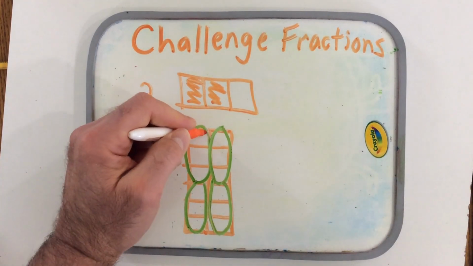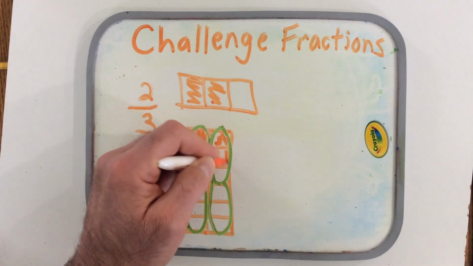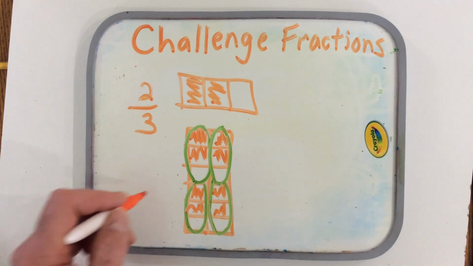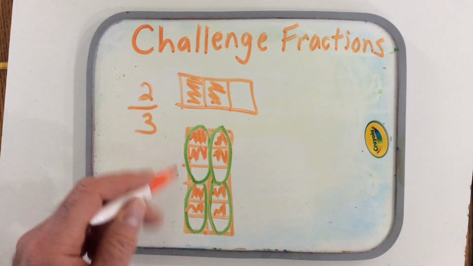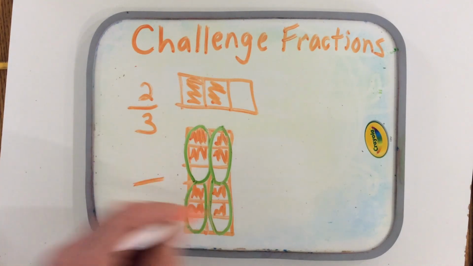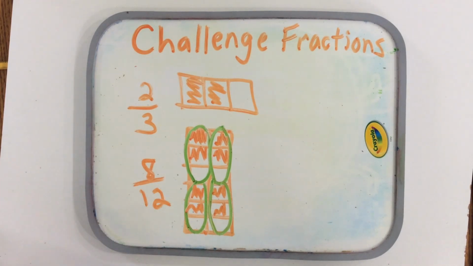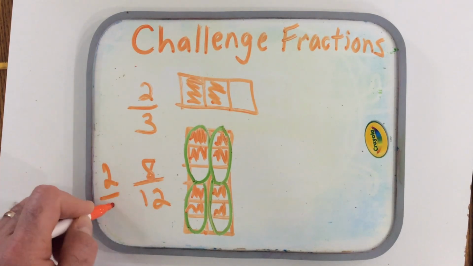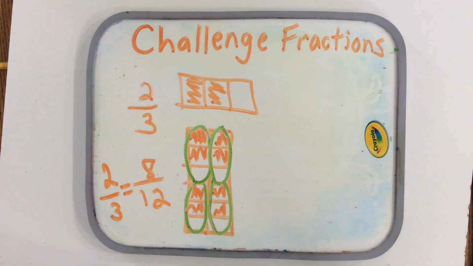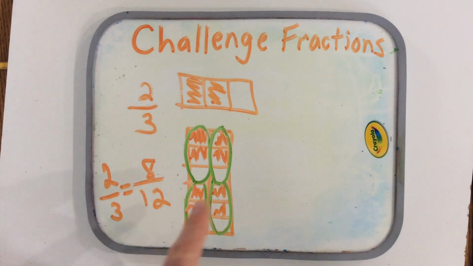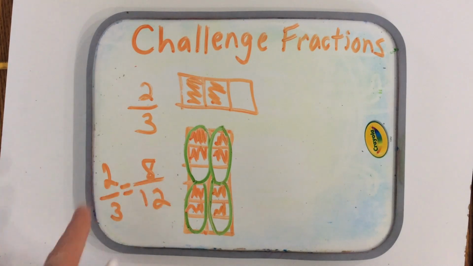And now do the same thing. Color in 1, 2, 1, 2, 1, 2, 1, 2. So actually this fraction now is still 2 out of 3, but if we counted it all up, 1, 2, 3, 4, 5, 6, 7, 8 out of 9, 10, 11, 12. So what this shows us is that 2 out of 3 is actually equal to 8 out of 12. Because this is 2/3, and we also create 2/3 on this one. This one just has more pieces, but they are what we call equivalent fractions or equal fractions. Okay? Challenge yourself.